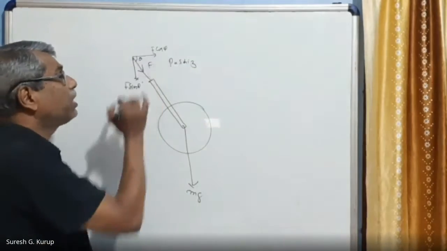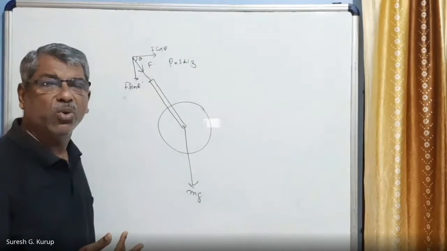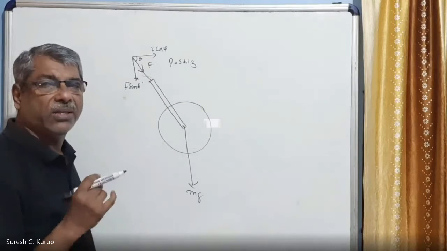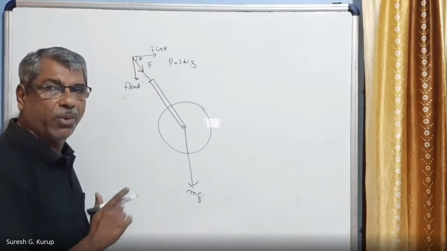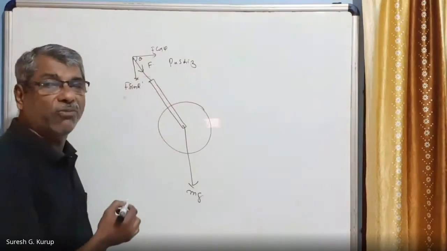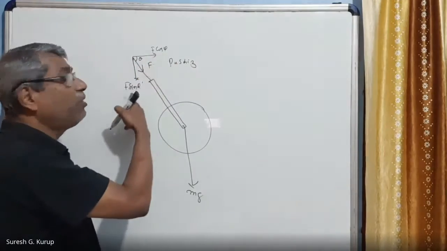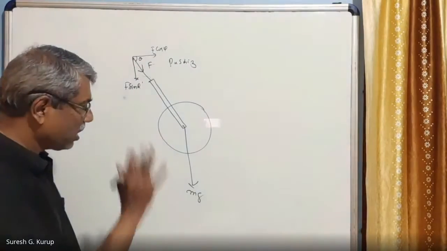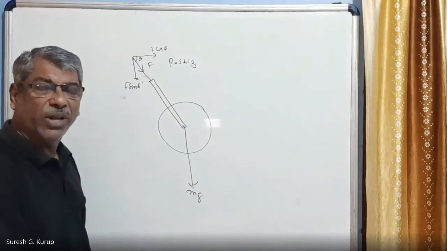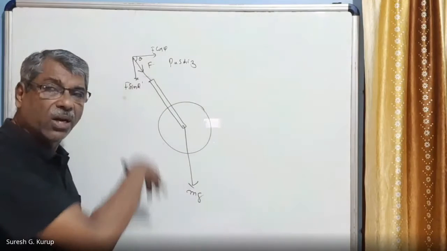Therefore, in this direction, the component of the force is, because any vector quantity can be resolved into two components. One is the cos theta component, the other is the sin theta component. What is the cos theta component? The line which makes an angle theta with the total force, that component will be the cos theta component, the other will be the sin theta component. So when you push it, two forces are acting in the downward direction: mg and F sin theta.